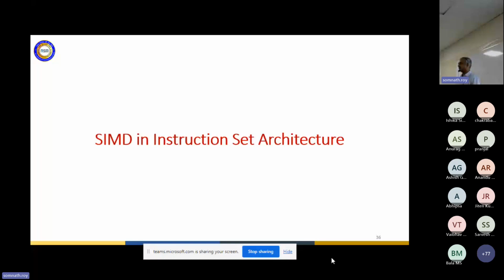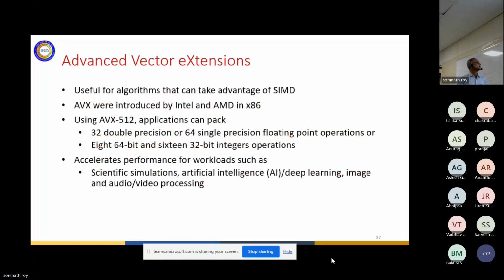This is in the instruction set. Okay? Single instruction multiple data. That is what the GPU uses. The whole purpose of the GPU is this. I will talk more about it later. This is useful for algorithms that can take advantage of it. There are certain algorithms where the data set is huge, but the instruction that you want to operate is the same. I will show in the next slide how it works.